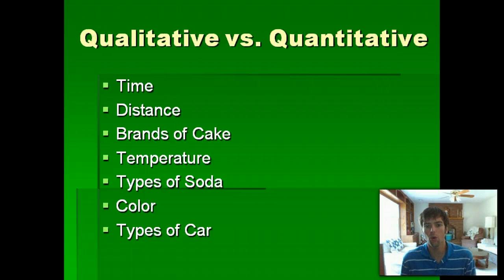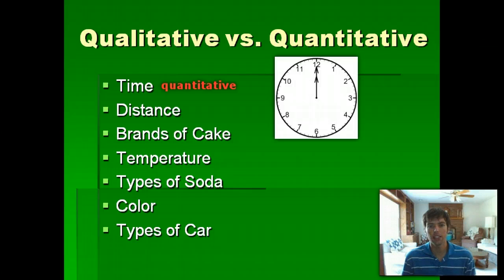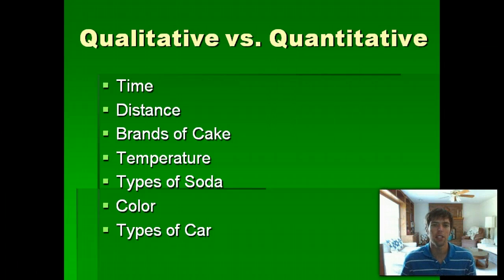Now, let's talk about qualitative versus quantitative. First with time. Alright, good. Time is quantitative because it has to do with numbers. Is it 5 o'clock, 6 o'clock? Those are numbers. What about distance? Okay, good. Distance is quantitative as well. Numbers. Did you go 5 feet, 10 feet, 20 feet? That's why it's quantitative. How about brands of cake?